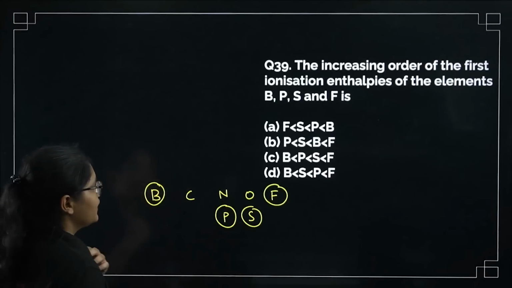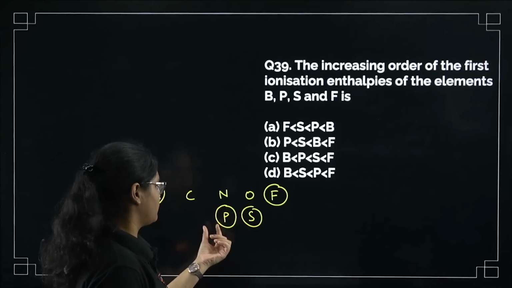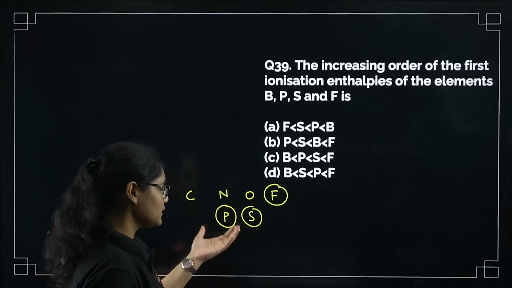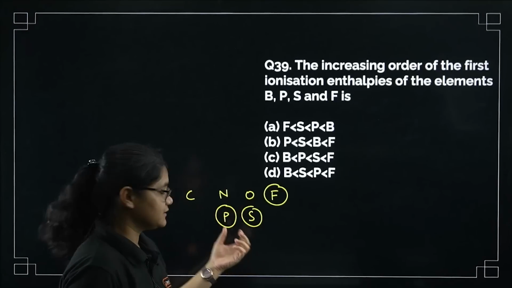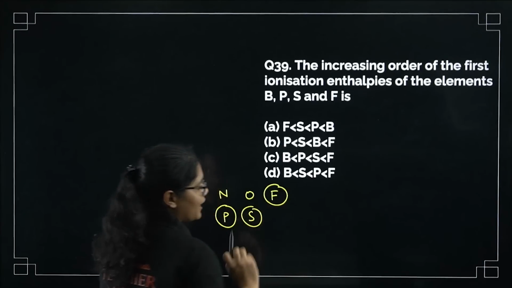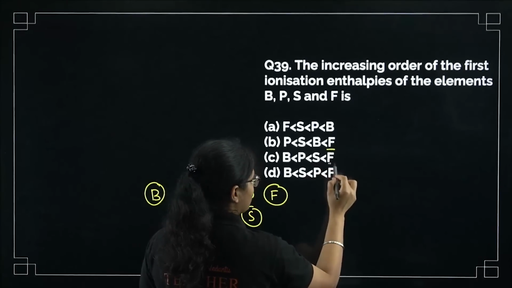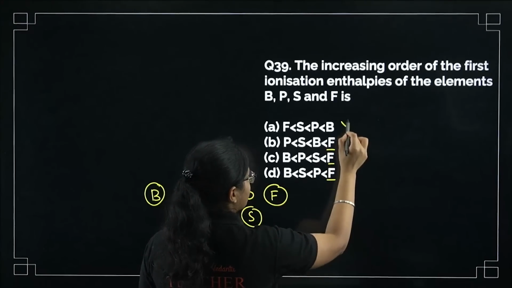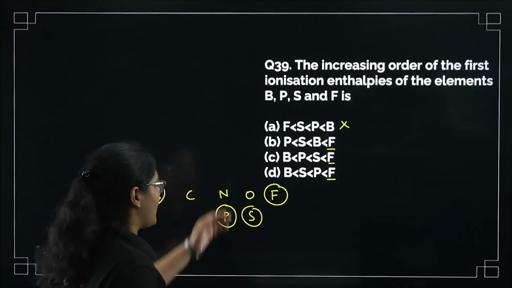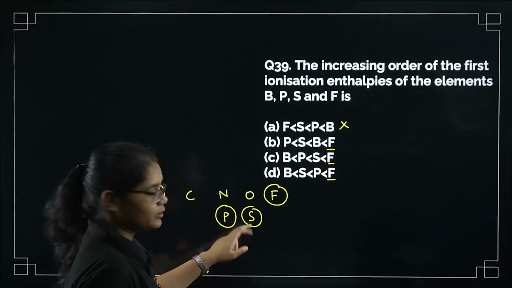So, ionization enthalpy: down the group the ionization enthalpy decreases. So phosphorus and sulfur will have less ionization enthalpy. And along the period the ionization enthalpy increases. So definitely fluorine will have the highest ionization enthalpy, and I can eliminate this option. After that, if I compare sulfur and phosphorus, sulfur will have more than phosphorus.